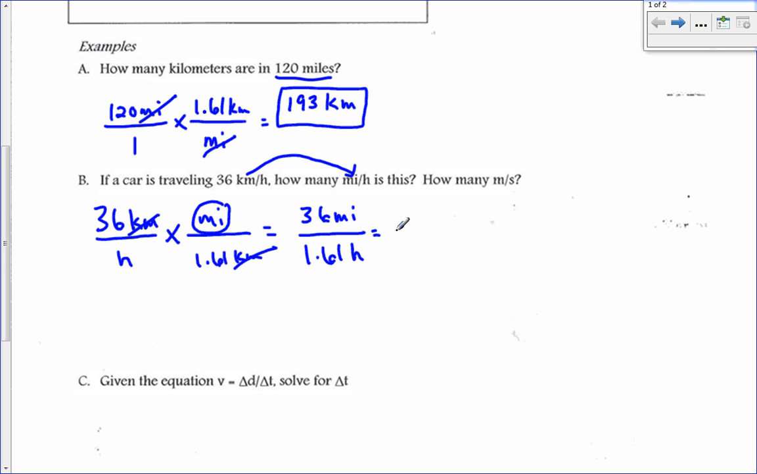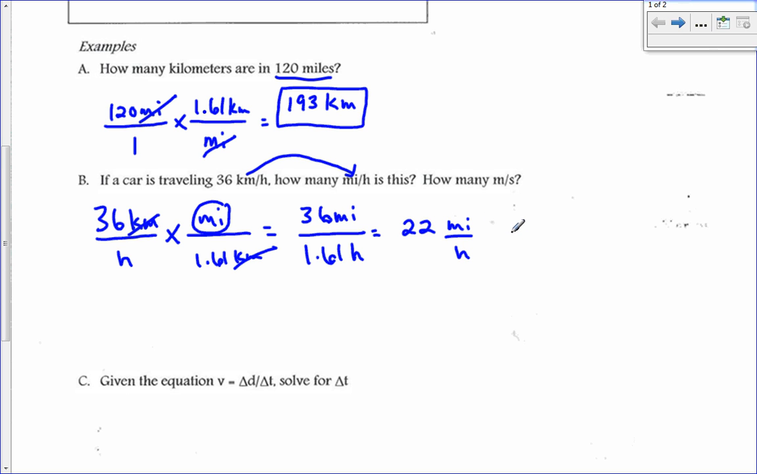Now we need to reduce this fraction, so when you do that with your calculator, you put the top number into the calculator first, divided by the bottom number. So 36 divided by 1.61, and you get 22.4, which we will keep at 22, respecting our sig figs here. And that's going to be 22 miles per hour.